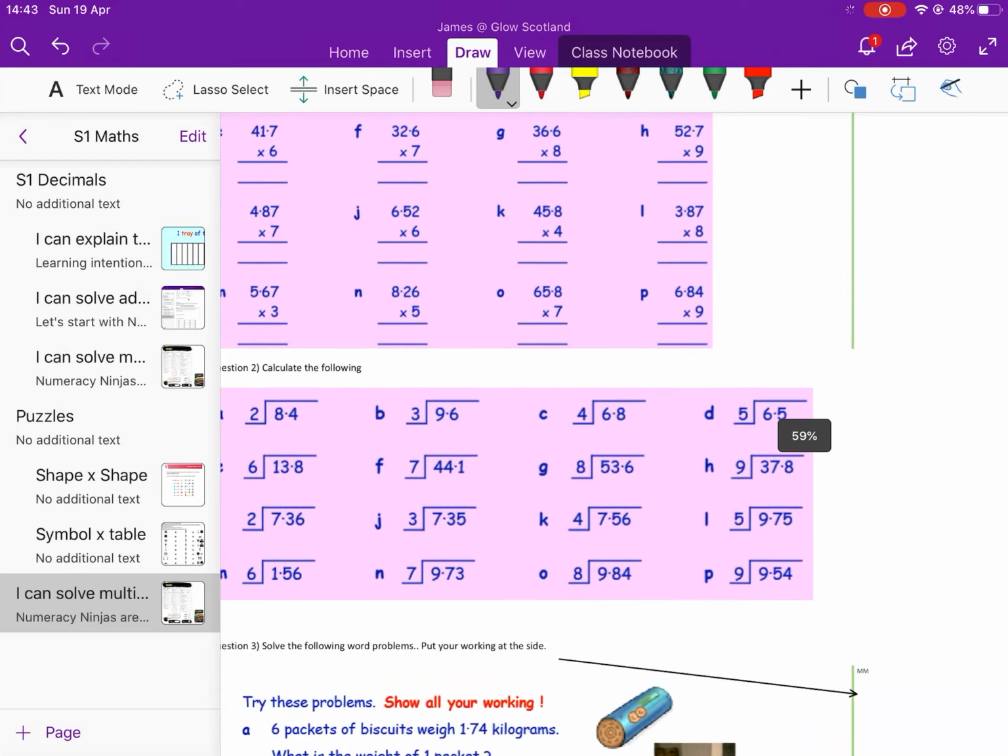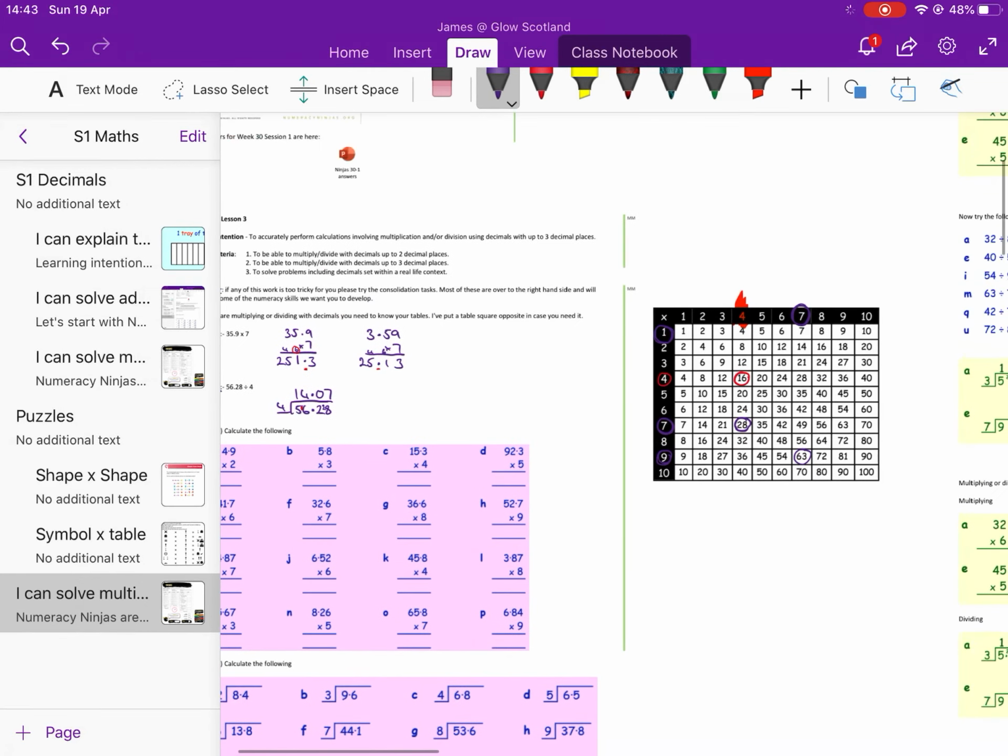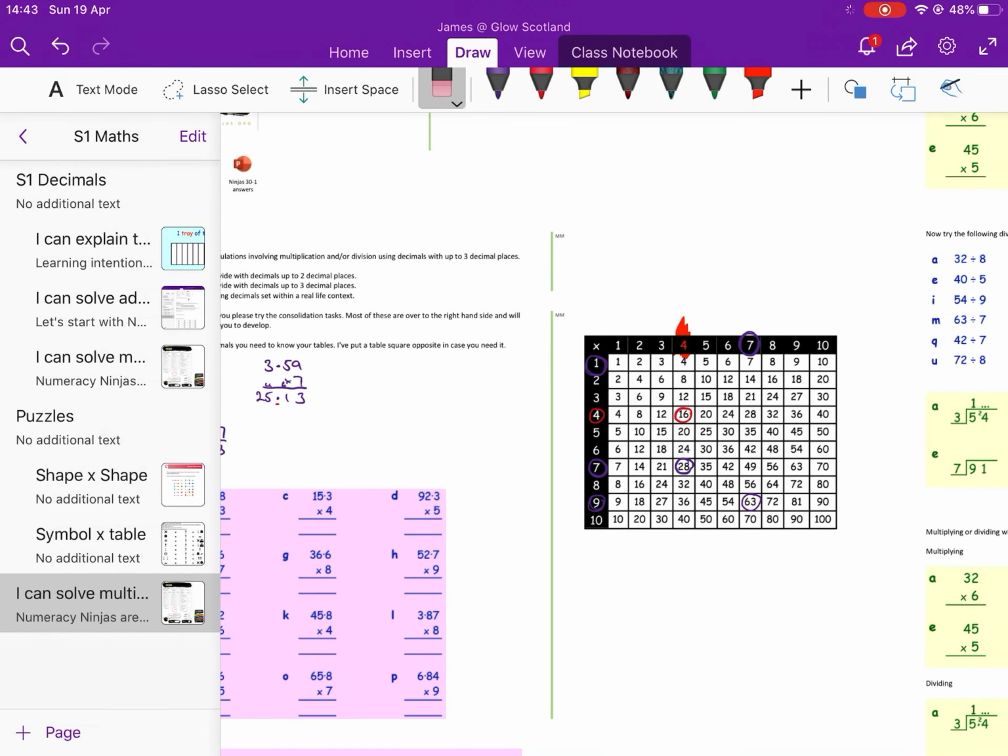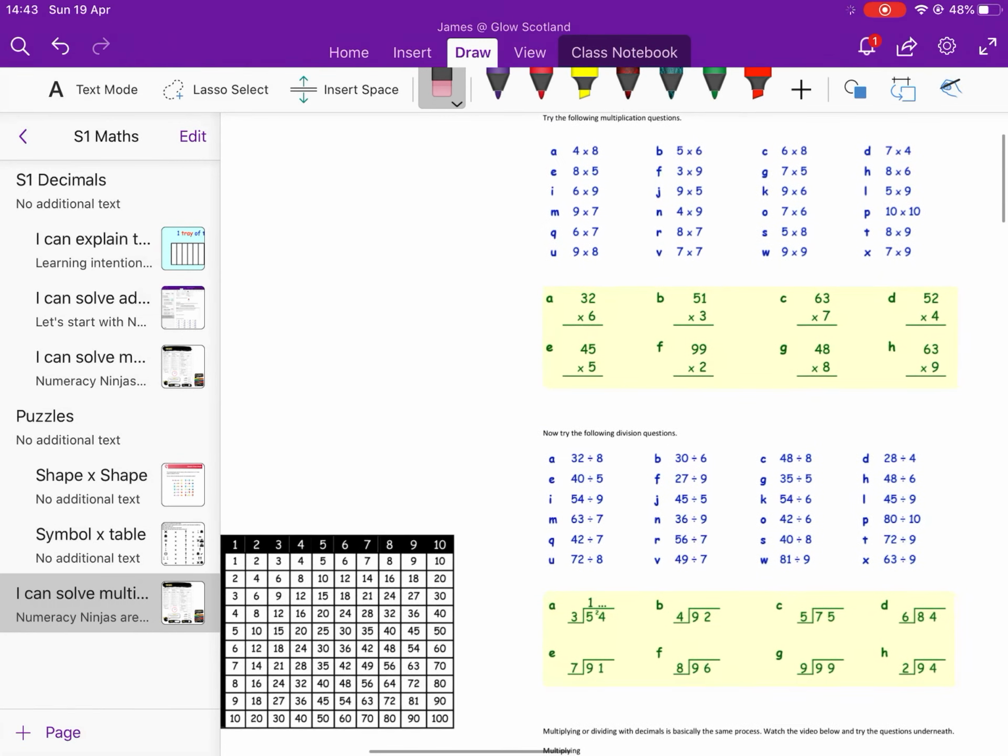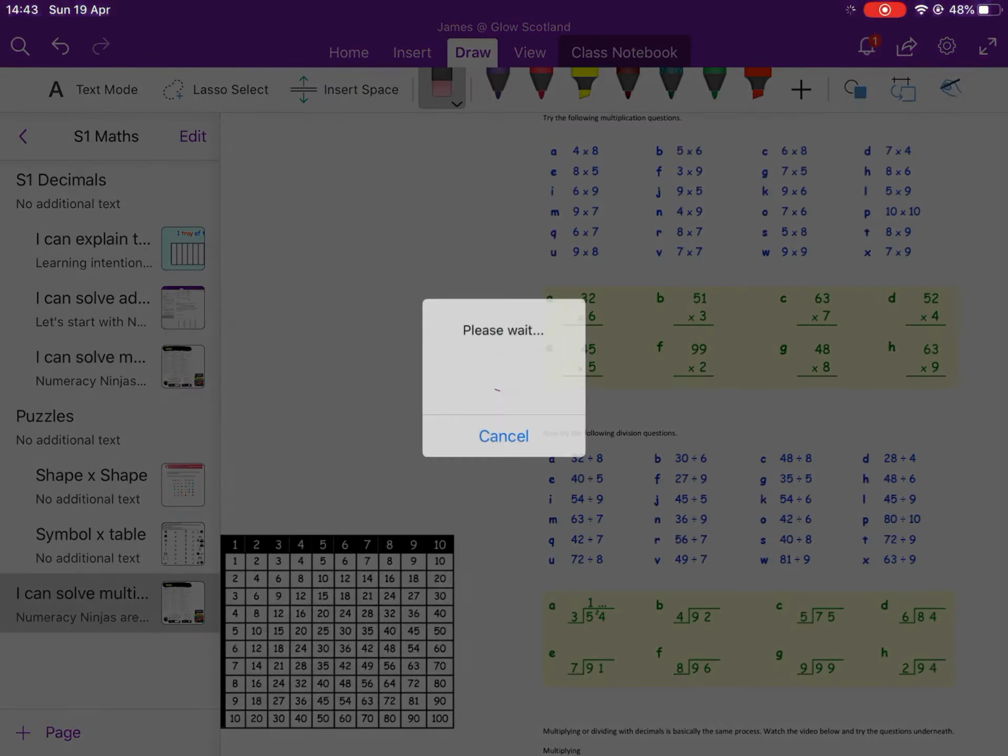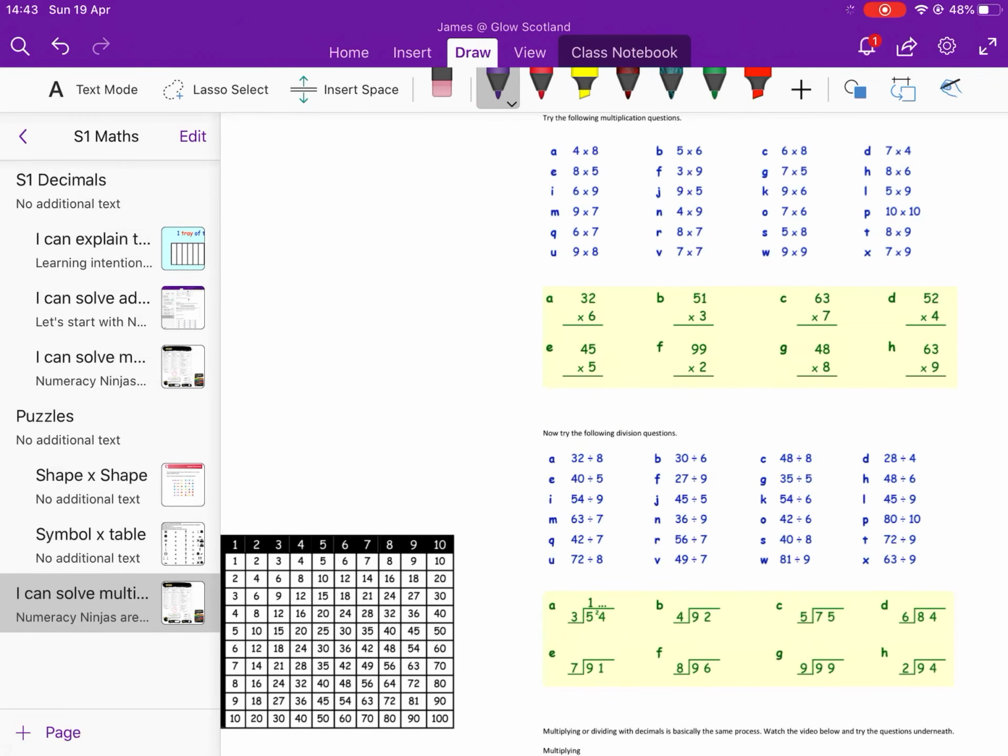I'm going to take a couple of minutes now to have a look at some of the consolidation tasks. So again, they're over here. If you think that's going to be too tricky for you, then you've got some tasks over here which are all still multiplying and dividing, but the numbers are a bit easier, so that might be better for you. Again, use that table square, it's still there.